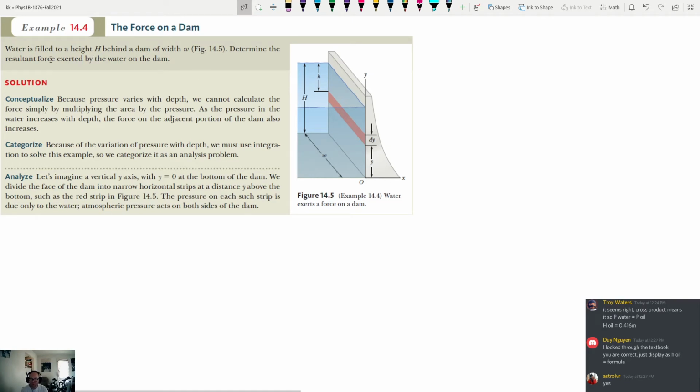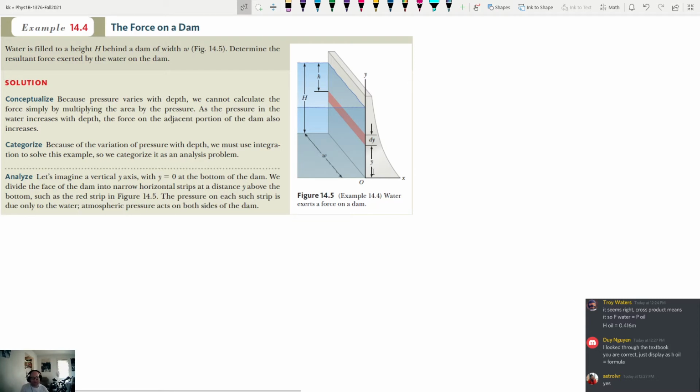Okay. So anyway, water being held back by a dam, right? And it says the water is filled to a height h behind the dam of width w. So w is the width from left to right of the dam. So we do assume that there's like an enclosure of water right here. We want to determine the resultant force exerted by the water on the dam. So we want to find the force of this water acting on the dam.